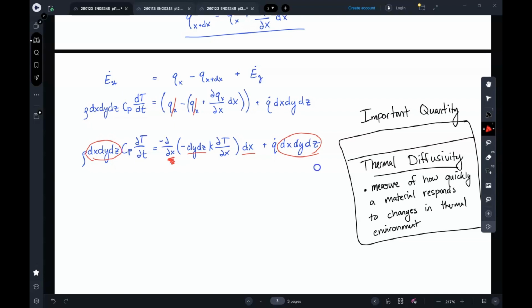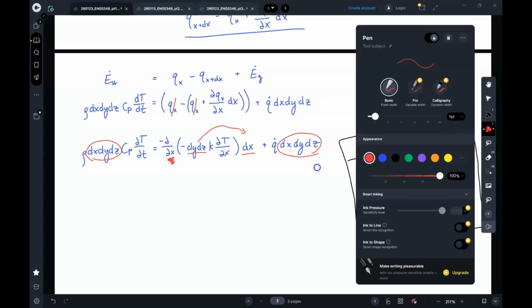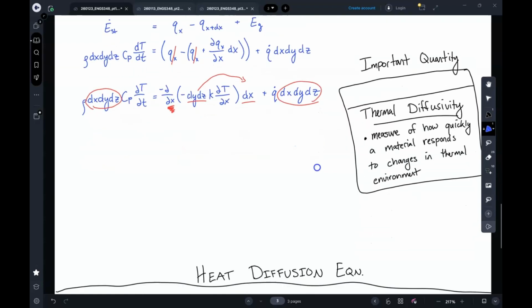So those are effectively constants, so they can come out of that derivative. If something's not a constant, it can't come out of the derivative. We'll talk about that in a minute, but those can. So we have dx, dy, dz on all of the terms. We have two negatives. Those turn into a positive. So let's see how that's going to simplify our lives.